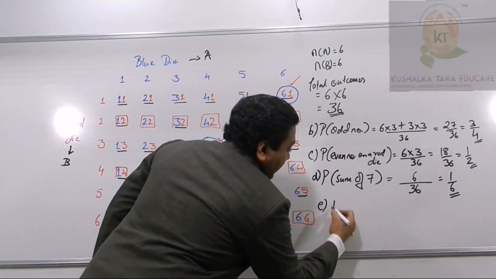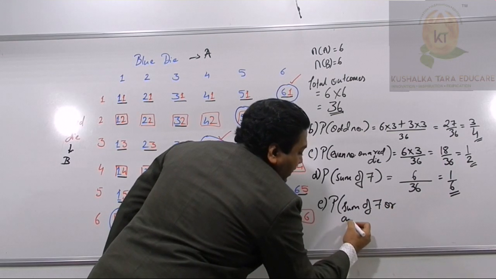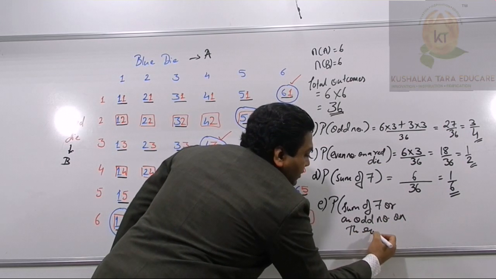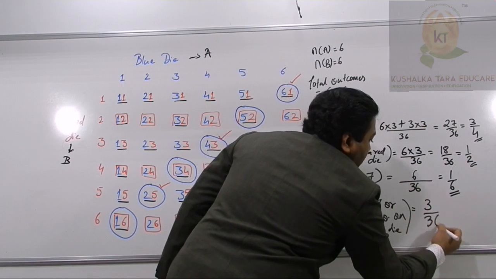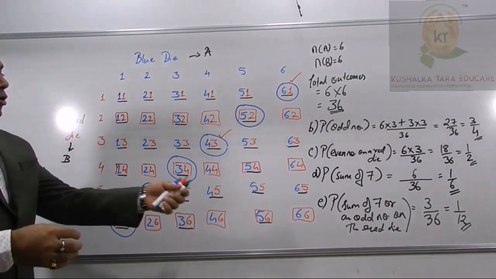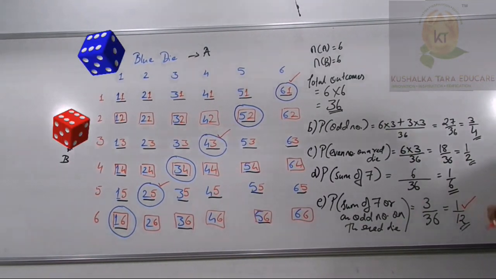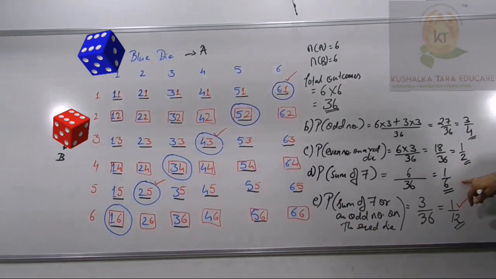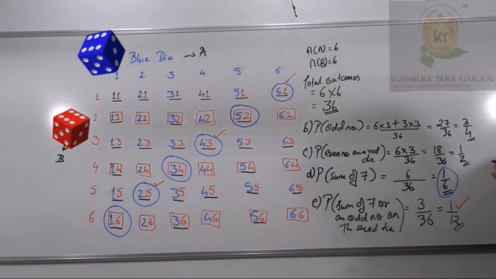So the probability of having a sum of 7 or an odd number on the red die is equal to 3 over 36. That's 1 by 12. So I have shown all the options, and given you the answers very clearly. This tick mark symbol shows you the last answer. 1 by 6, sum of 7. Sum of 7 is shown by the circle part in the lattice diagram.